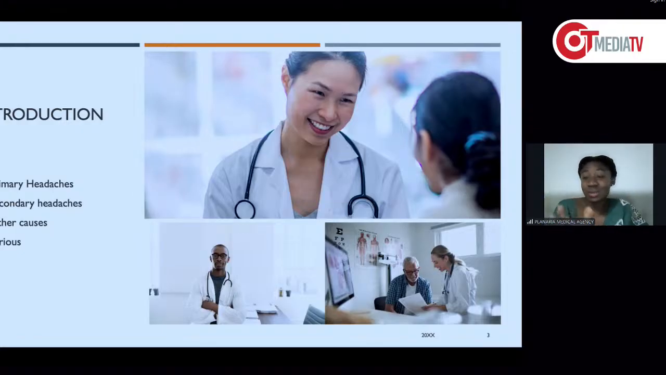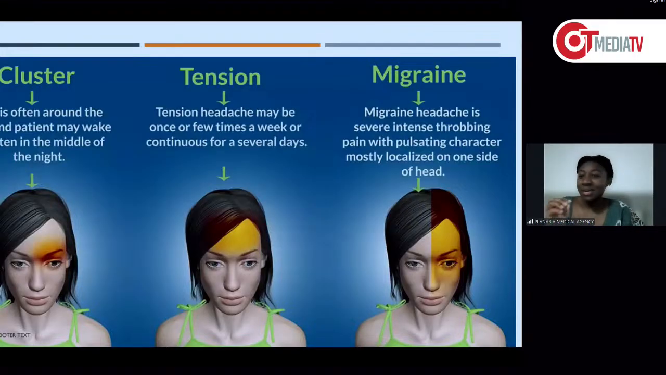Then there are other causes, which I'm going to come to, and within those I've labeled the serious ones, which you need to look out for. There are some four or five things you need to look out for when I say a serious headache. We'll talk about that in a minute. The main primary headaches are cluster headaches, tension headaches, and migraines. These headaches are really confused with each other. A lot of the time, I always say migraines are overdiagnosed.